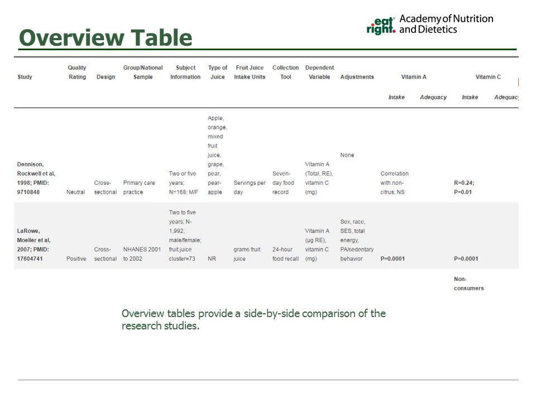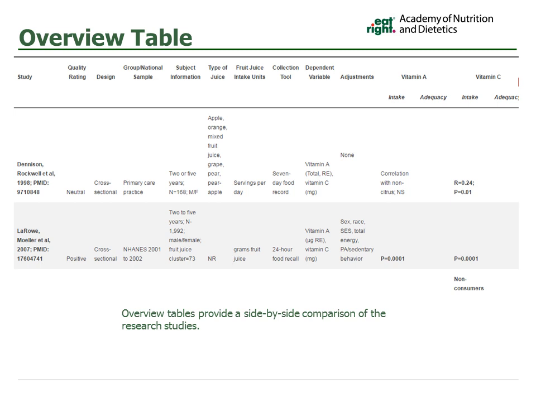This is an example of an overview. It's just a small snapshot; usually they have a long list of studies. But here you can see how they can compare studies side by side. So you have Dennison et al. compared to LaRoe et al. This is the risk of bias rating for each of the studies. Then you have the study design. You have the group or the national sample that they came from. You have the subject information. They were 2 or 5 years. You can see the men and women, and you can see it here as well. The type of juice: this was a study that was done on juice consumption, so you can see the type of juice included in each study.